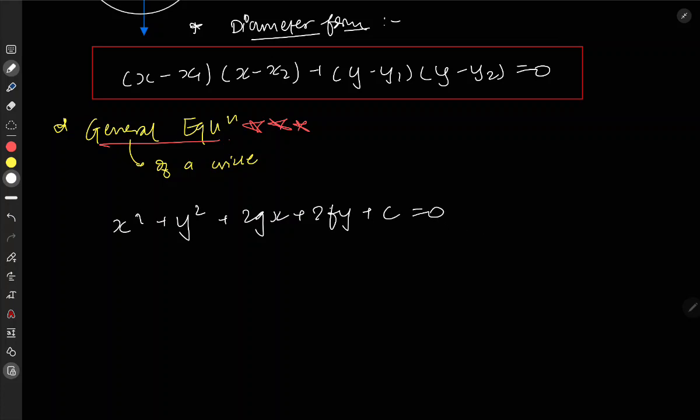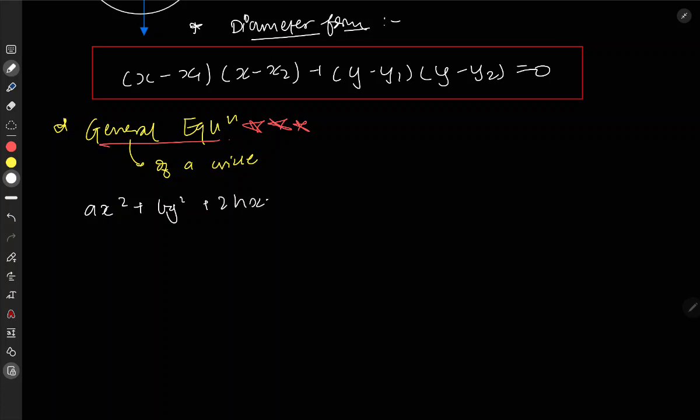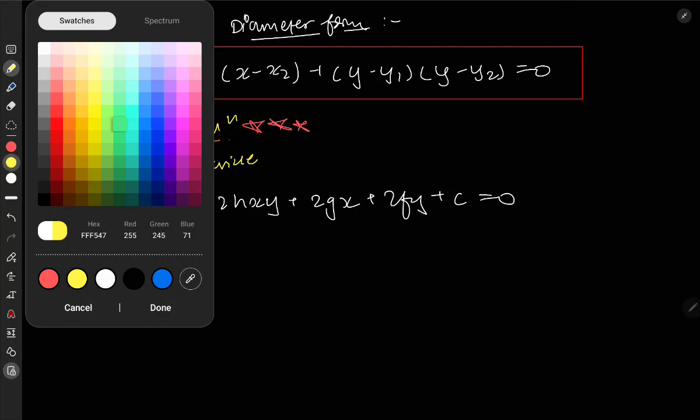equal to 0. Wait a minute, we have seen this kind of equation. Now let me generalize it a bit. Now we have seen it somewhere. So how has it been derived? So we'll go into that now and understand. So in locus we understood the general equation of a curve is ax square plus by square plus 2hxy plus 2gx plus 2fy plus c equal to 0. So now what has the change happened? The change has happened in this part.